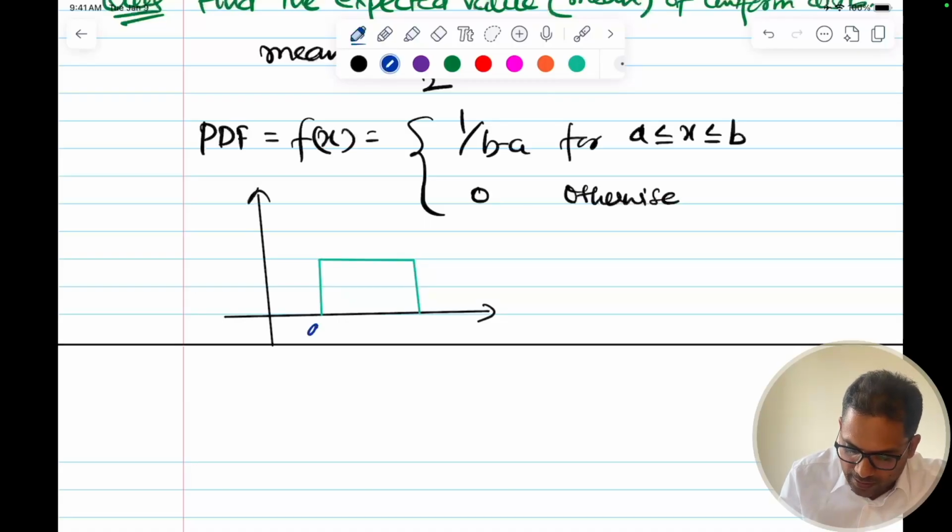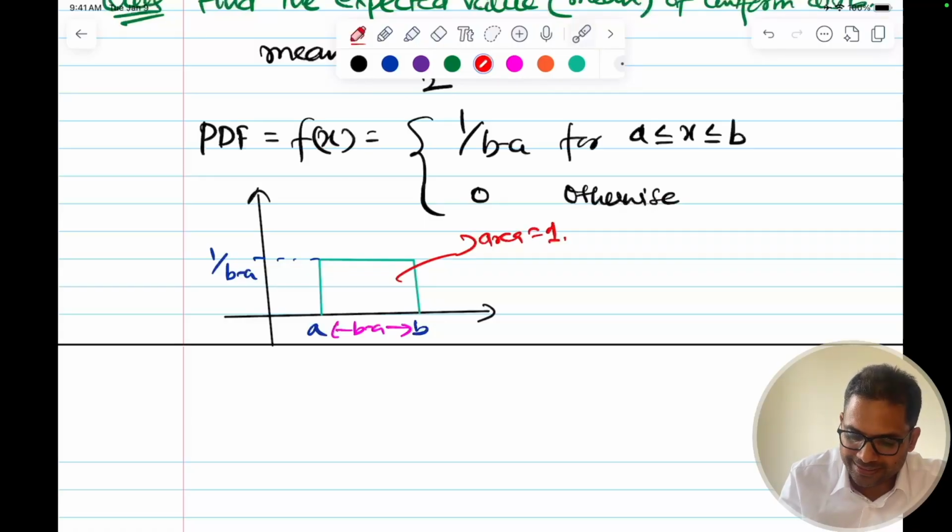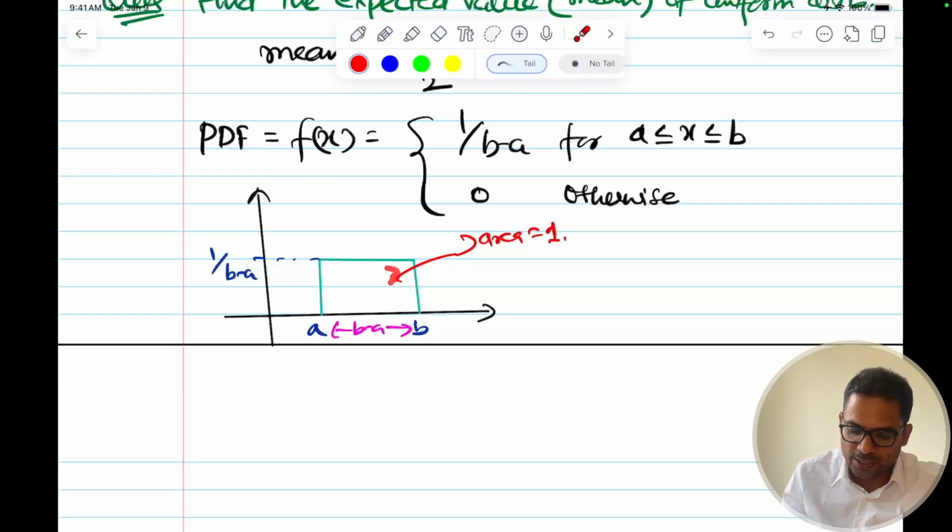If this is a, this is b, what was this value? 1 by b minus a. Remember, this length is b minus a, and this whole area is equal to 1, because this gives us the complete probability, and the complete probability of anything is 1. So this area under the curve always gives us the complete probability, that is 1. So this value is 1.